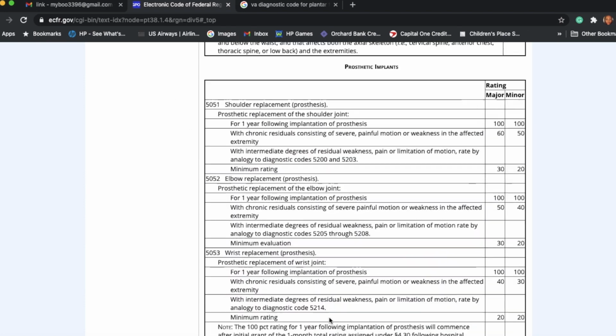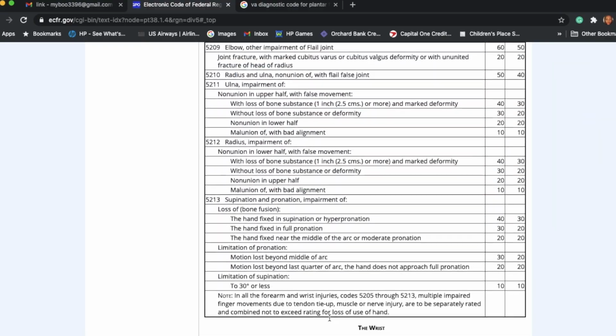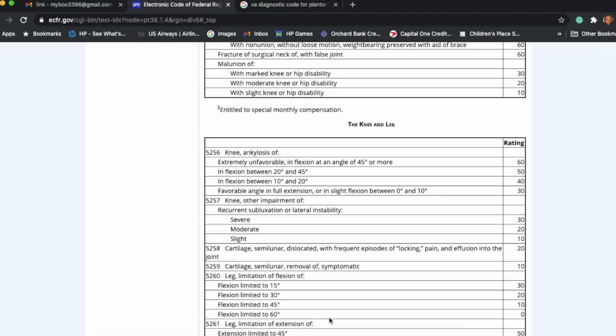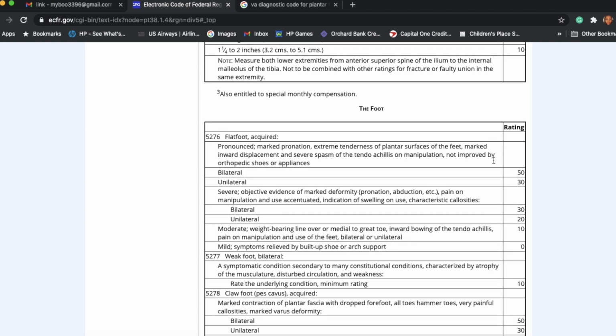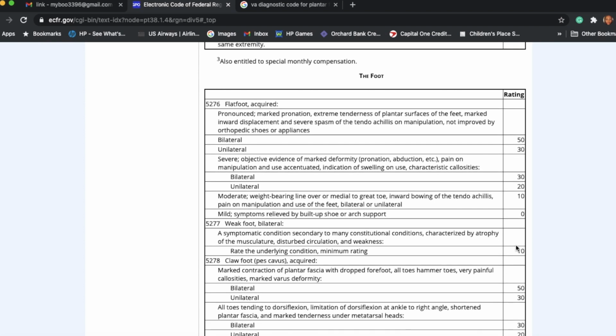And then it talks about the severe objective evidence, marked deformity, pronation, abduction. You know how, when you stand, either your feet go in like this or your feet go out. That's the pronation. I do know that because I learned that from the guy that I buy my shoes from. So I looked here, and as I look through it, it tells me severe. I have the moderate. So let's say moderate, weight bearing, 10%, and then unilateral under severe objective evidence that marks it with swelling and all of that stuff. That's going in at 30%.